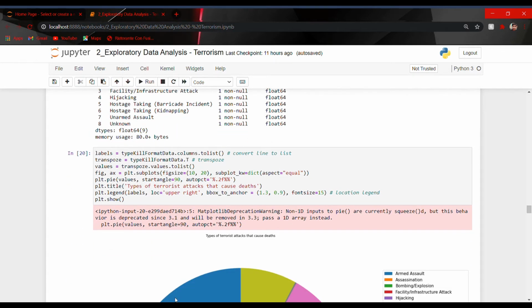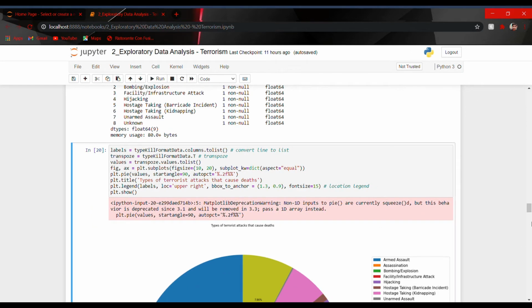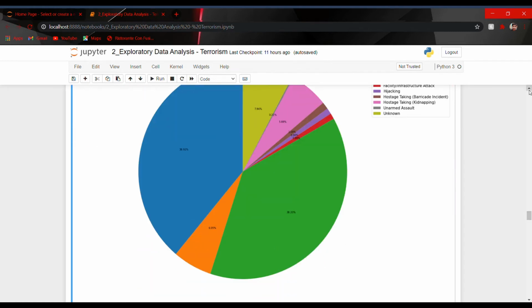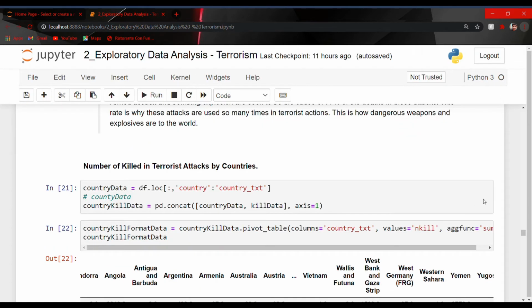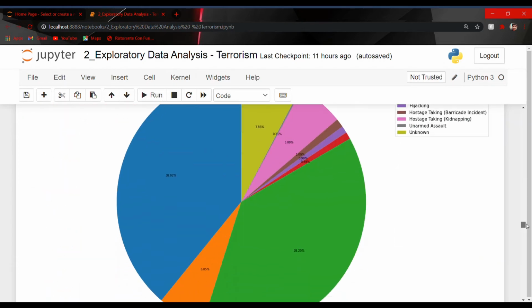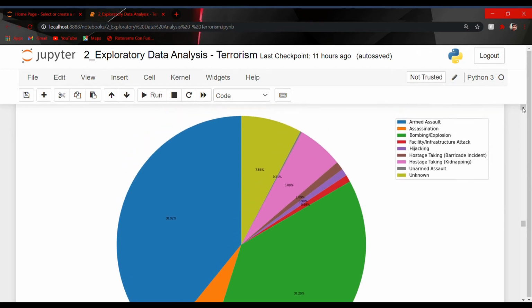Now I have just drawn a pie chart of the above analysis so that you can see it visually. Here you can see that this sky blue represents armored assault, this orange represents assassination, and so on. This is the pie chart representing it, and you can also see the percentages marked in the pie chart. The number of people who have died due to armored assault, that means gun firing, is around 38.92%, and so on for the other categories.